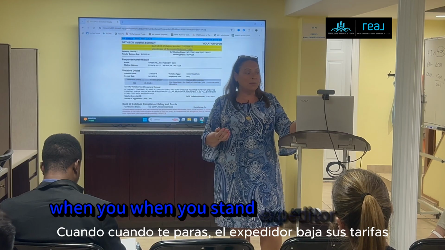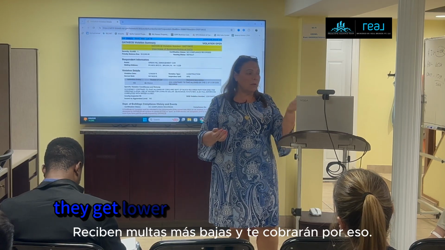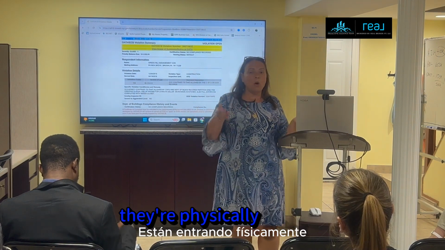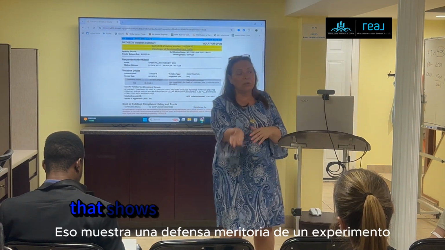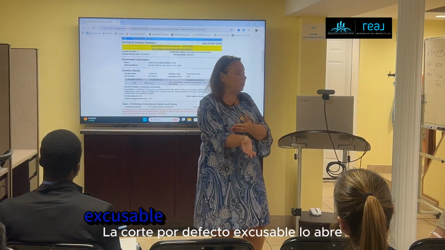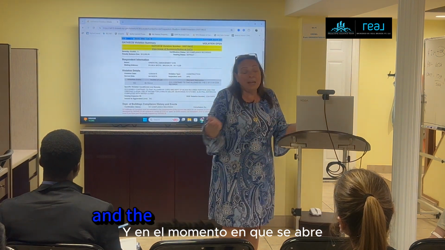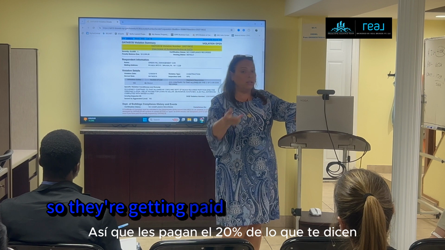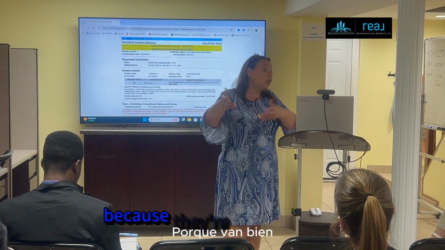When an expediter lowers their fees, they get lower fines and they'll charge you for that. They're not creating magic. They're physically going in and bringing in an affidavit that shows a meritorious defense, excusable default. Court opens it up, and the minute it gets opened up, it goes right back to its original balance. So they're getting paid 20% of what they saved you.